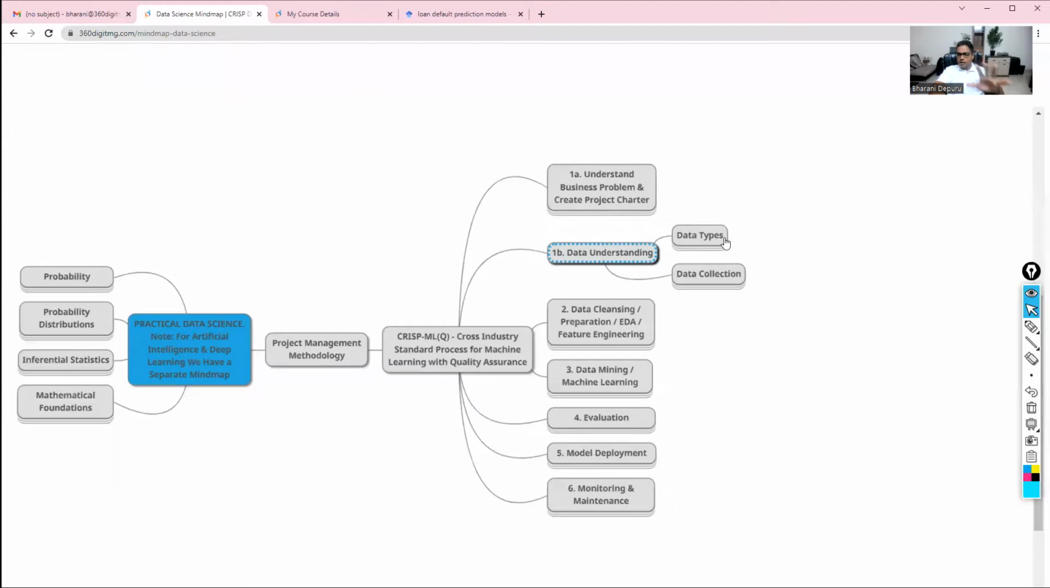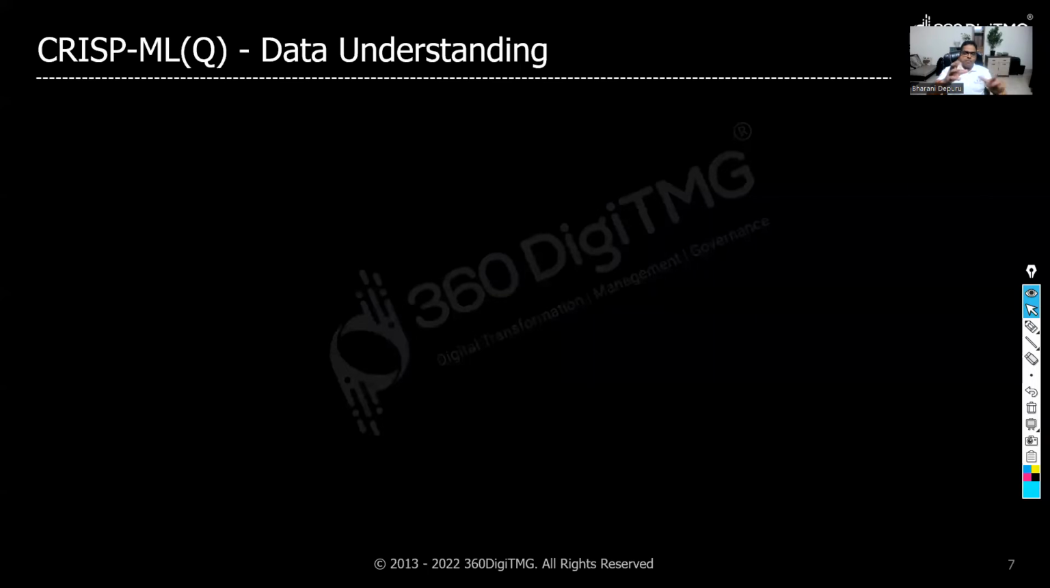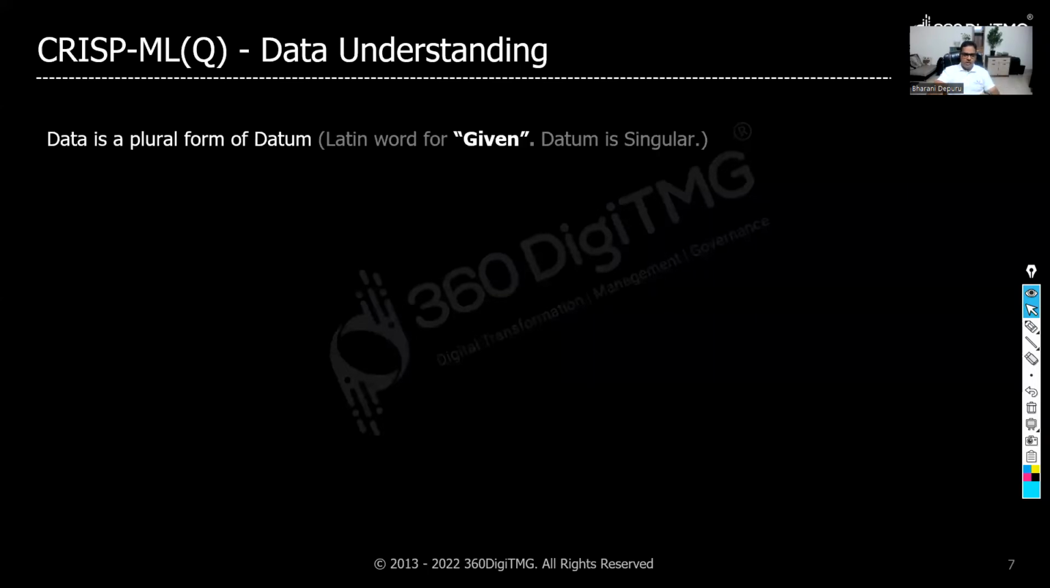What are the various data types which will give you more information? And what are the kind of data types you need to focus upon? But even before that, we need to understand what the data types are. For that, we are proceeding further with data understanding.